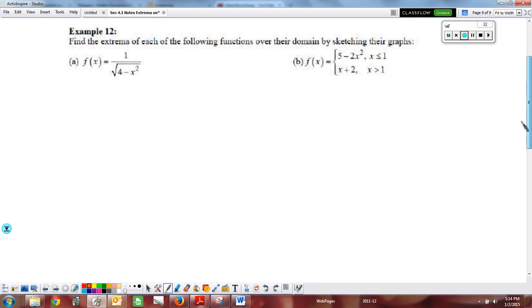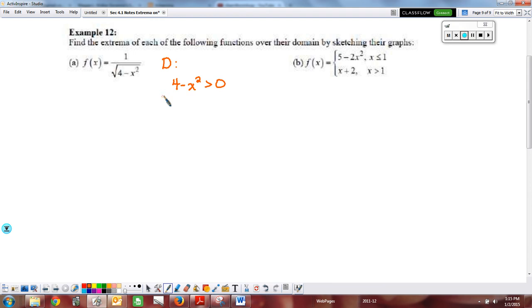So if you take a look here at example 12, let's first start by finding our domain. We have a fraction, so we have a division by zero problem, and we have an even radical, so we can't take the even radical of a negative number. So in finding the domain, 4 minus x squared has to be greater than 0 in order for this to be defined.